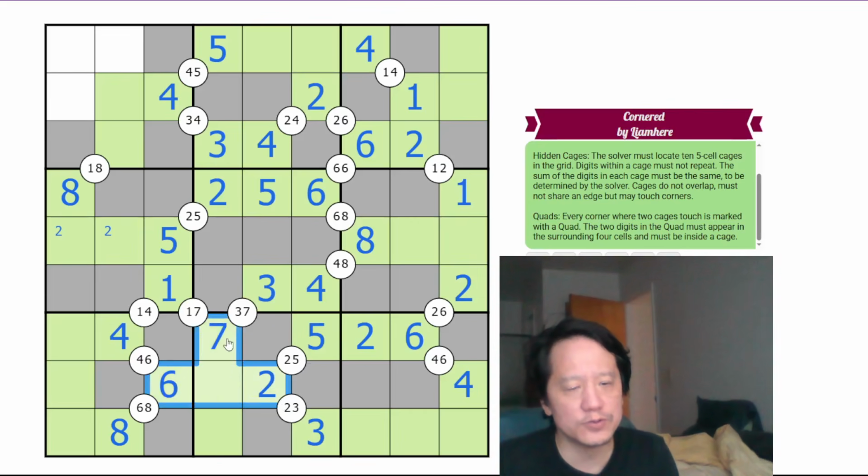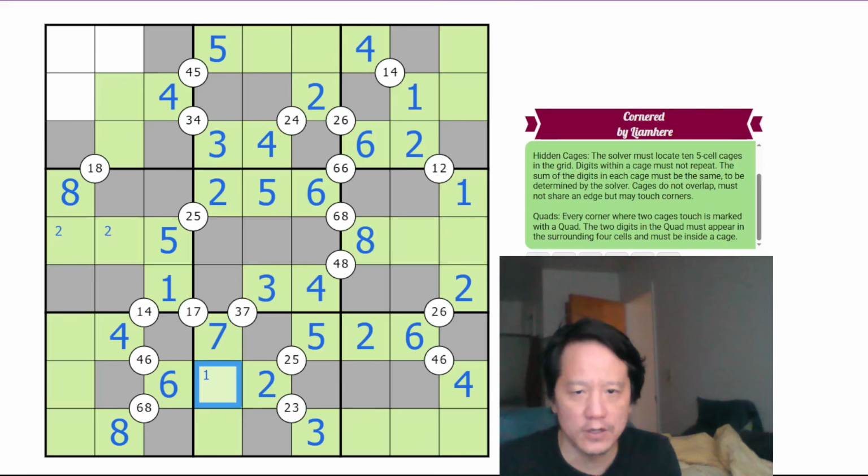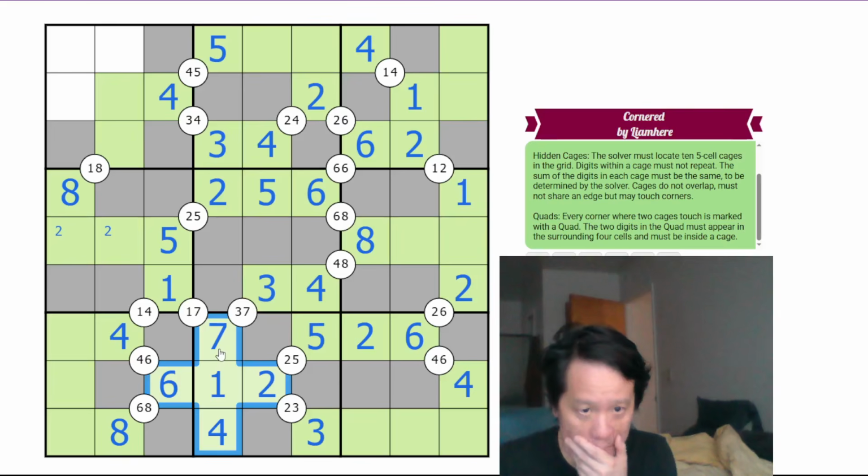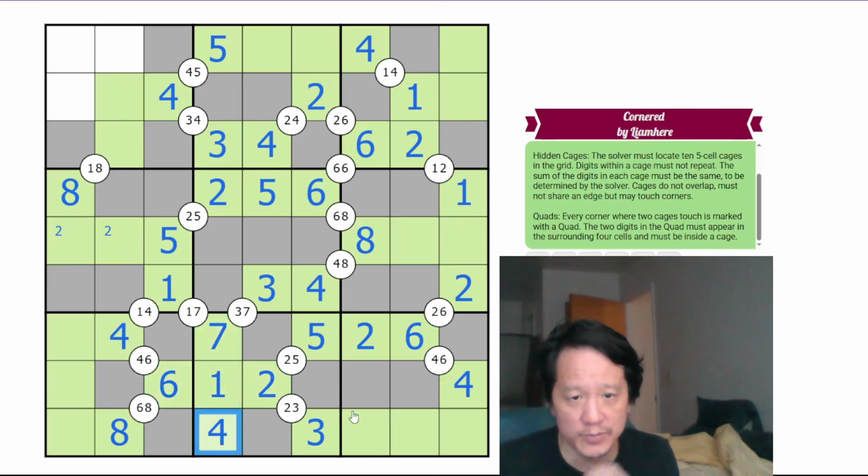This adds up to 20, and we do have 2, 6, and 7, which adds up to 15. So this must be 1, 4 as a pair. 4 eliminates 4 here. So this is 1 here, and 4 adding up to 20. 1, 2, and 7, and 4 and 6 add up to 20.